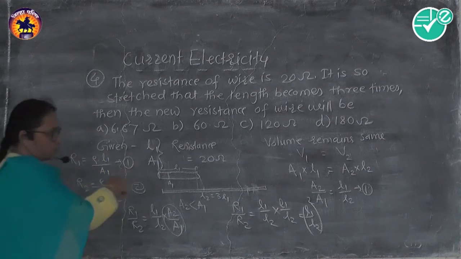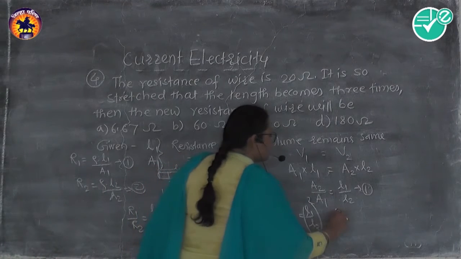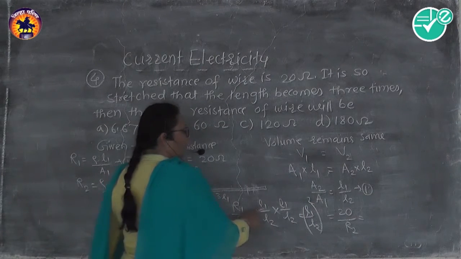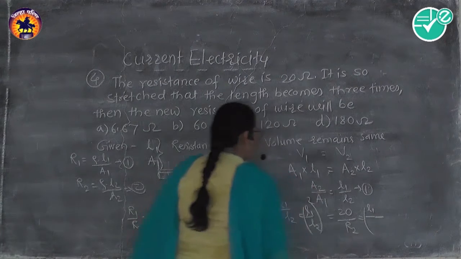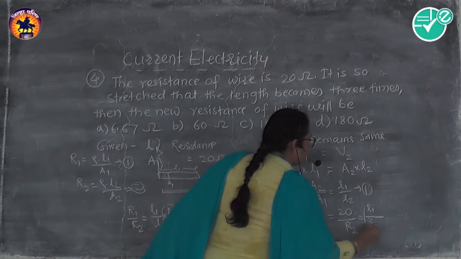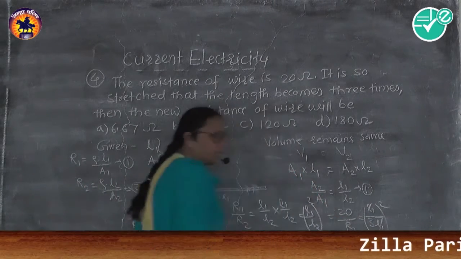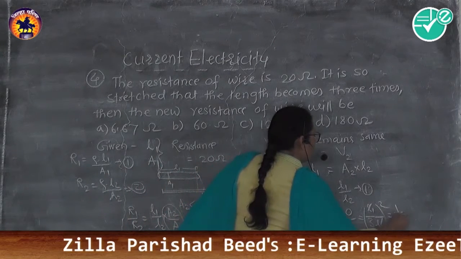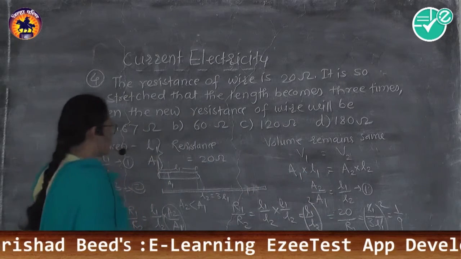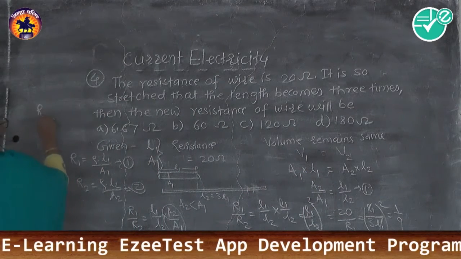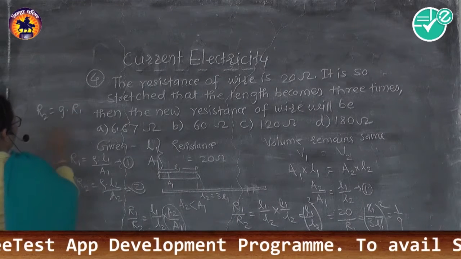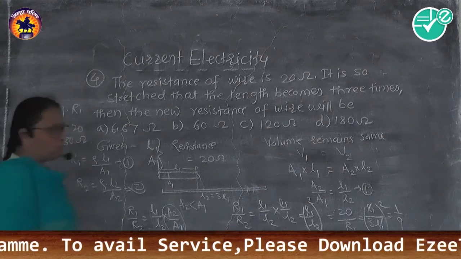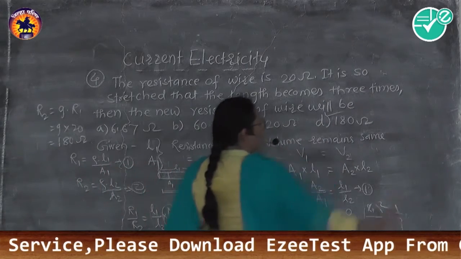Now put values from above data. R1 is given, which is equal to 20, R2 is to be determined, which is equal to (L1 divided by L2) square. L2 is 3 times L1, so L1 gets cancelled, and 1 divided by 3 square, that is 9, which is equal to 1 by 9. If we transfer this 9 towards this side, you will get R2 is equal to 9 times R1, that is 9 into 20, which is equal to 180 ohm. So option for this example is 180 ohm.